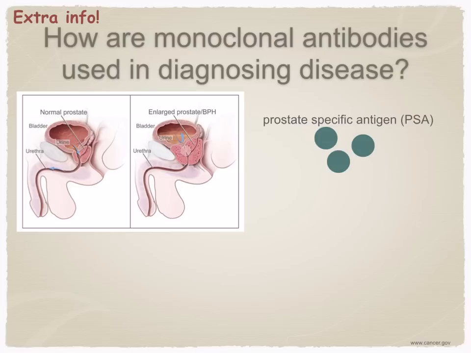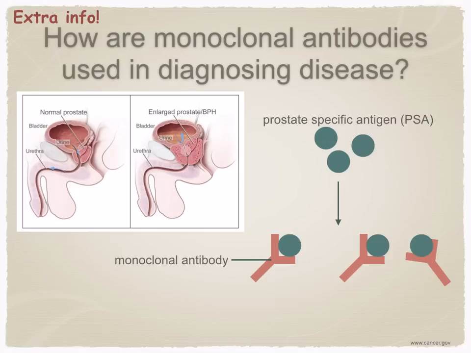Now, with prostate cancer, there's a high level of the protein PSA, which stands for prostate-specific antigen. By using a monoclonal antibody that interacts with this antigen, the levels of PSA can be measured in the blood. So a high level of PSA can give a warning so that the person can go for more tests.